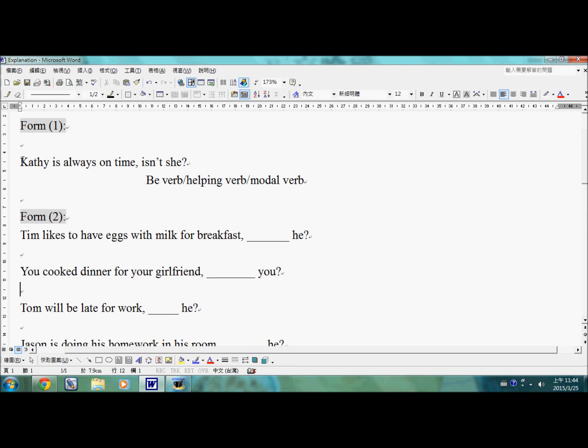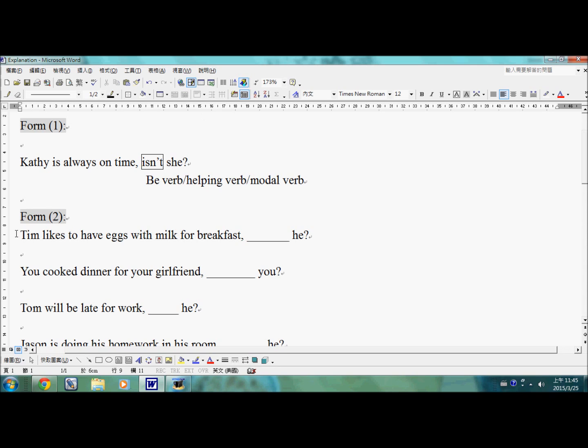We know that a tag question contains two parts, a statement and a mini question. When a statement is yes, here it's no. When a statement is no, here we say yes. And over here, the question tag, this part, there are only three options that we can choose from. It is either a be verb, a helping verb, or a modal verb. Let's do some practice, so that we can find out how exactly we construct a tag question.